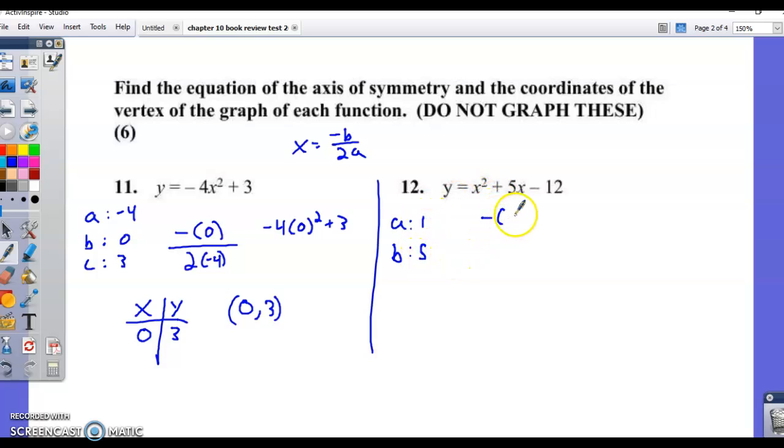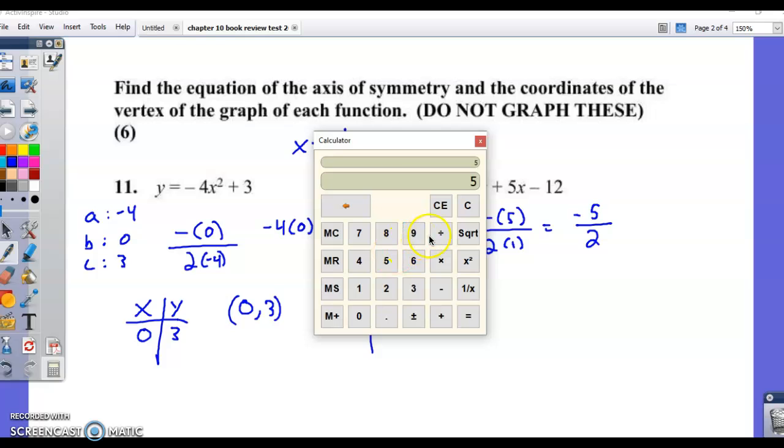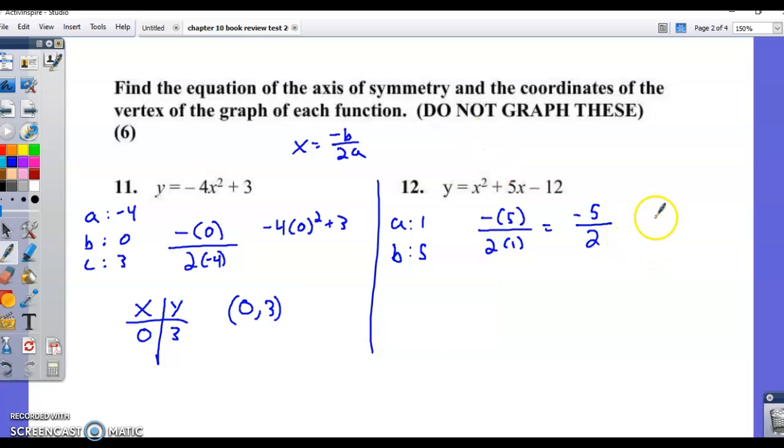So negative b over 2a, that would be a 5 and a 1, which comes out to negative 5 over 2. And we can use that as a decimal, 5 divided by 2. So it's going to be negative 2.5, so my x equals negative 2.5. Now I'm going to put negative 2.5 into here. So x squared plus 5x minus 12.